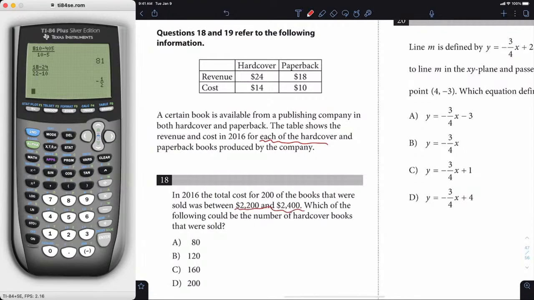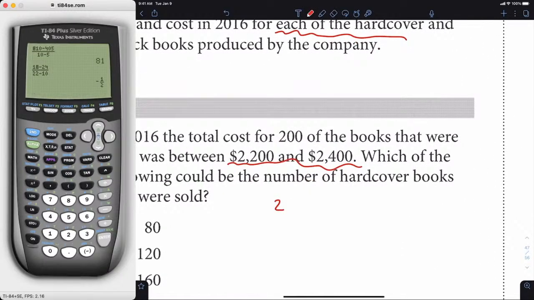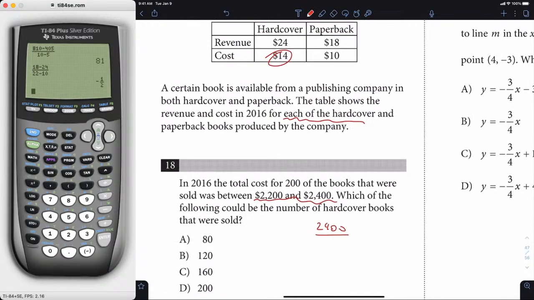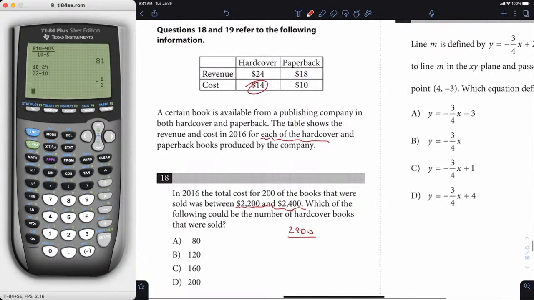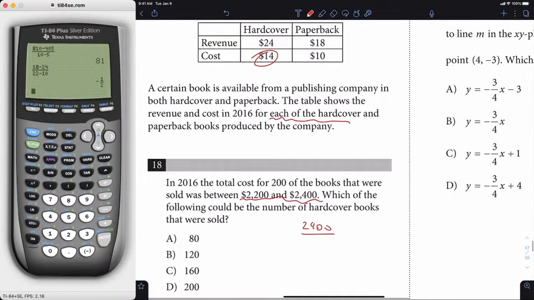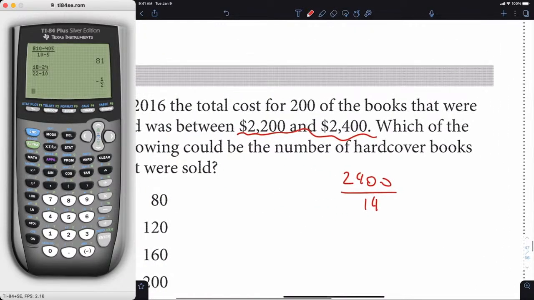So the cost was somewhere between 2,200 and 2,400. All right. Which of the following could be the number of hardcover books that were sold? Okay, well, hardcovers cost $14. So if I do 2,400, it's got to be somewhere between 2,400 divided by the total cost. Yeah. So it's got to be 2,400 divided by 14. If I'm thinking about this, it's got to be between either 2,400 divided by 14 or 2,200 divided by 14. It's got to be somewhere between there.